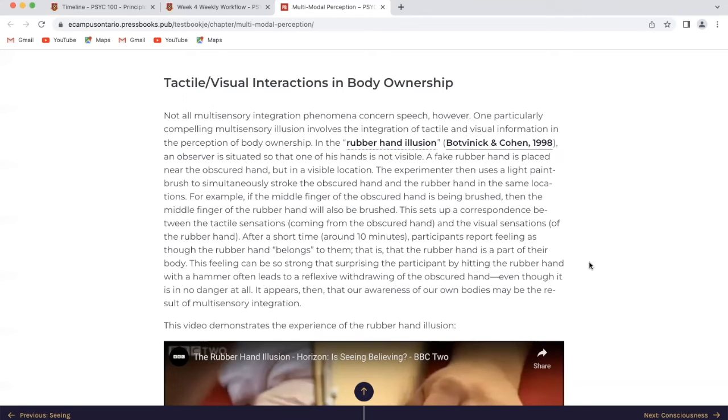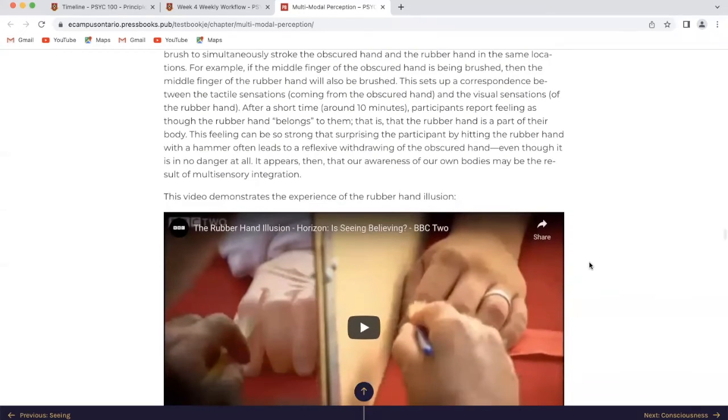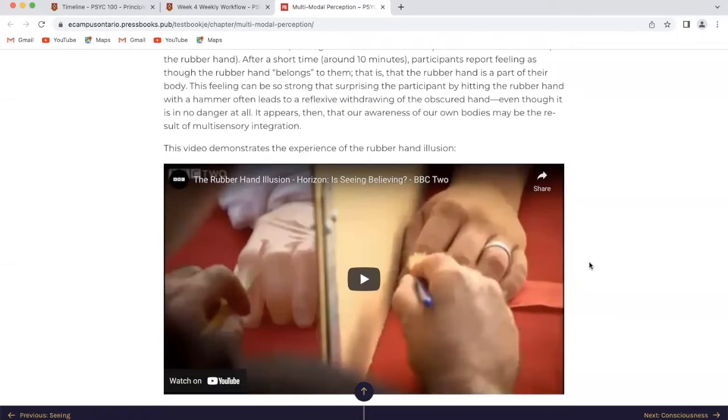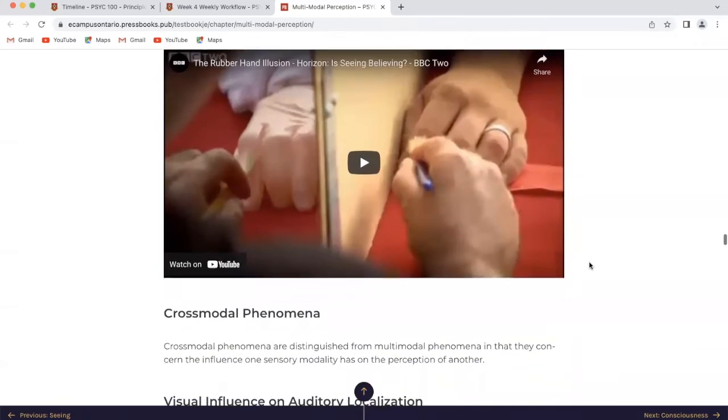This sets up a correspondence between the tactile sensations coming from the obscured hand and the visual sensations of the rubber hand. After a short time, around 10 minutes, participants report feeling as though the rubber hand belongs to them. That is, that the rubber hand is part of their body. This feeling can be so strong that surprising the participants by hitting the rubber hand with a hammer often leads to a reflexive withdrawal of the obscured hand, even though it is in no danger at all. It appears then that our awareness of our own bodies may be the result of multisensory integration. And there's another video that I will link.